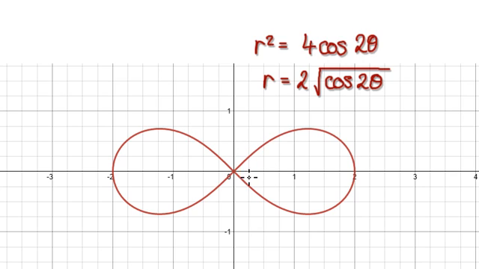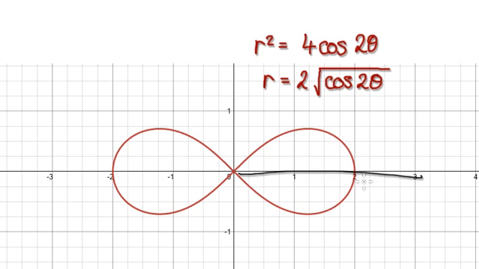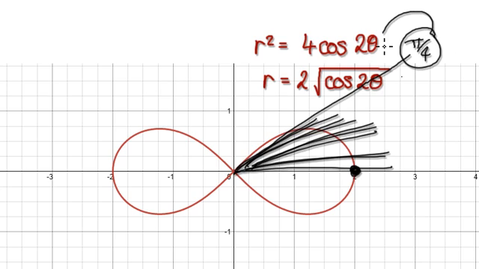So roughly speaking, when theta is 0, if you put 0 into here, then the radius will be 2. So when the angle is 0, the radius will be 2, meaning we will start here. And then as you increase theta, by the time theta gets to pi over 4, if you put pi over 4 into here, the whole thing here, the radius, will be 0.